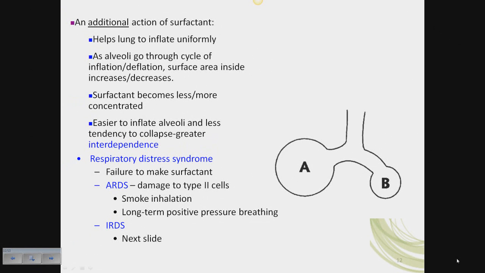So type 1 cells are the simple squamous epithelium, and type 2 cells are the cells that are actually making the surfactant. So like I said before, water gives you this cohesion. And remember from anatomy that during inhalation your alveoli have to expand, and during exhalation they compress. Does the inhalation cause the expansion? No. The expansion causes inhalation. We are not vacuum cleaners, remember.